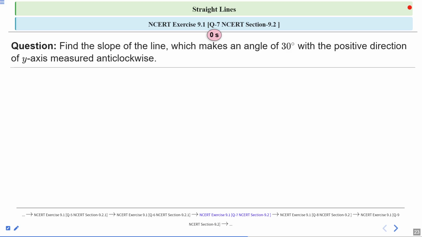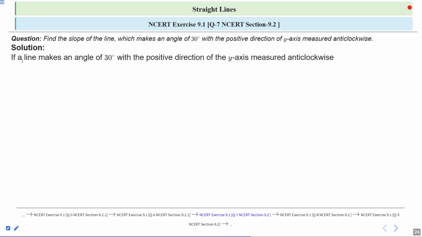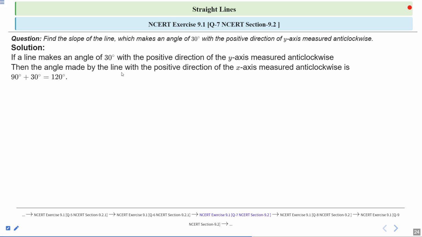Okay, students, so now let us see how to solve this question. If a line makes an angle of 30 degree with the positive direction of y-axis measured anti-clockwise, then the angle made by the line with the positive direction of the x-axis measured anti-clockwise is basically 90 degree plus 30 degree, so that is equal to 120 degree. So here 120 degree is basically the angle made by the line with the positive direction of the x-axis measured anti-clockwise.